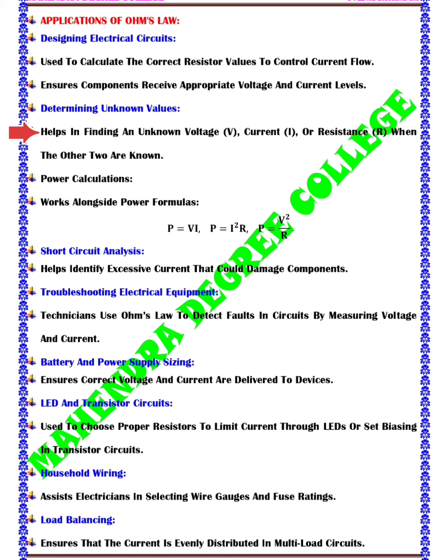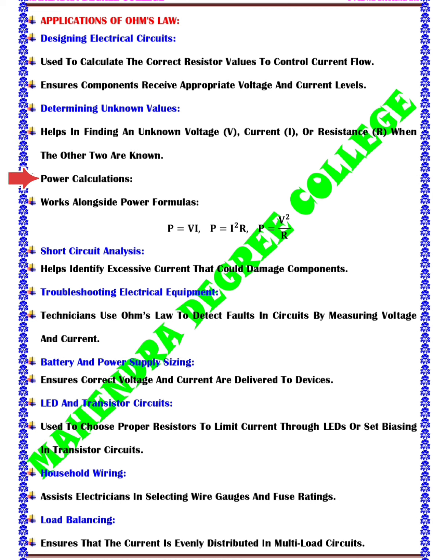Finding voltage V. If you know the current I and resistance R, you can calculate the voltage using V equals IR. Finding current I. If you know the voltage V and resistance R, you can calculate the current using I equals V divided by R. Finding resistance R. If you know the voltage V and current I, you can calculate the resistance using R equals V divided by I.